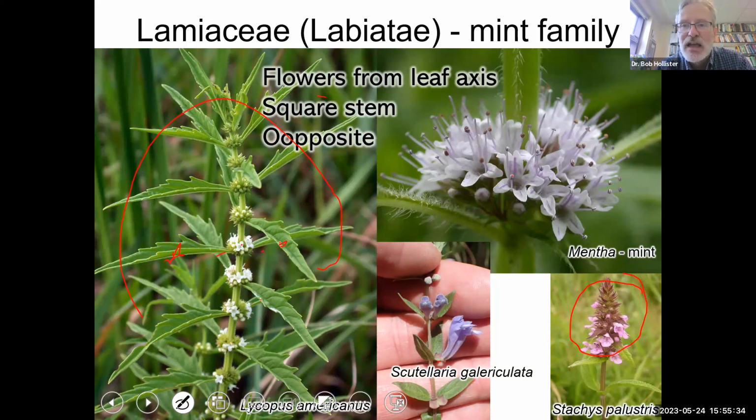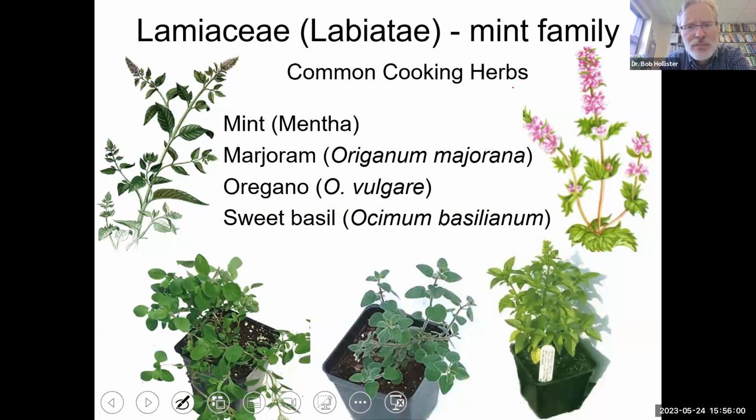Your mints, this shows those hairs really well. Those hairs are where the oils are. So as you break one of those hairs, you smell the mint. So mints are easy because they smell like mint. And then these others, you can key them out. But knowing the family is relatively easy. Again, these are important. These are your herbs. So mint, oregano, basil, great examples of Lamiaceae.